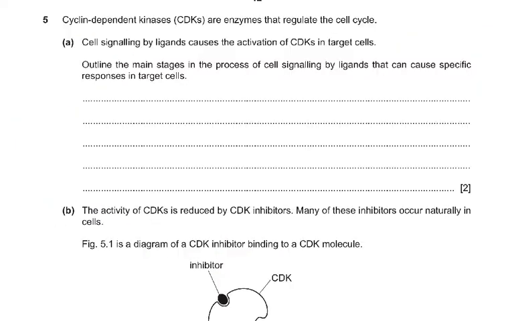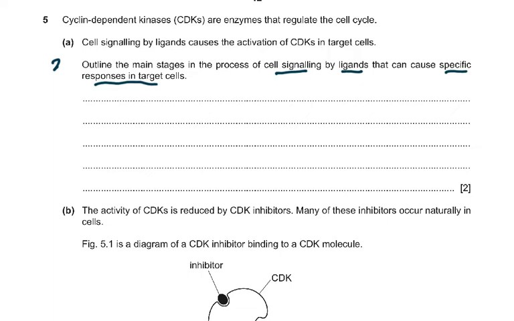Bismillahirrahmanirrahim. Question number 5. Cyclin dependent kinases, CDKs, are enzymes that regulate the cell cycle. Cell signaling by ligands causes the activation of CDKs in target cells. Outline the main stages in the process of cell signaling by ligands that can cause specific responses in target cells.